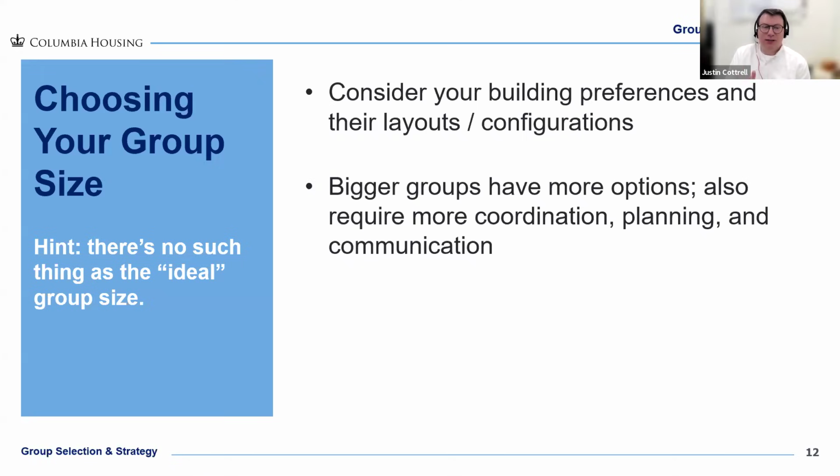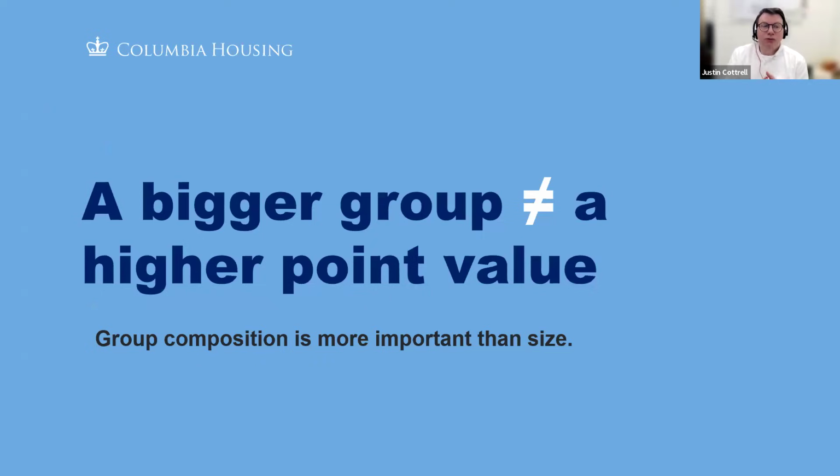There are other pros and cons to consider with group size. Bigger groups have more options because they can fill larger apartments or could split up into smaller configurations. But a bigger group also requires more coordination, planning, and communication amongst the group. Just remember, group size does not increase the point value. A group of two seniors and a group of 10 seniors both have a point value of 40. Group composition matters more than group size, and being in an even numbered group can give you an advantage.